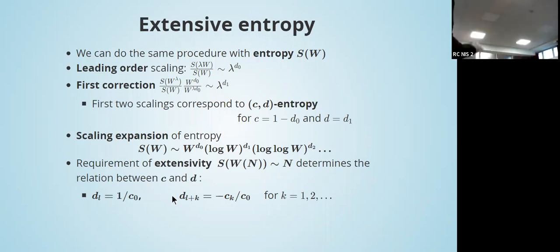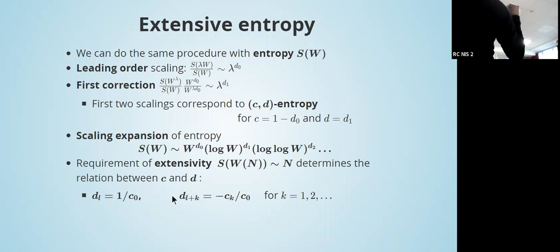And again, without going to the details, you can derive the relation between them. So once you know the scaling coefficients of your sample space or your multiplicity, then you know the coefficients of the extensive entropy.